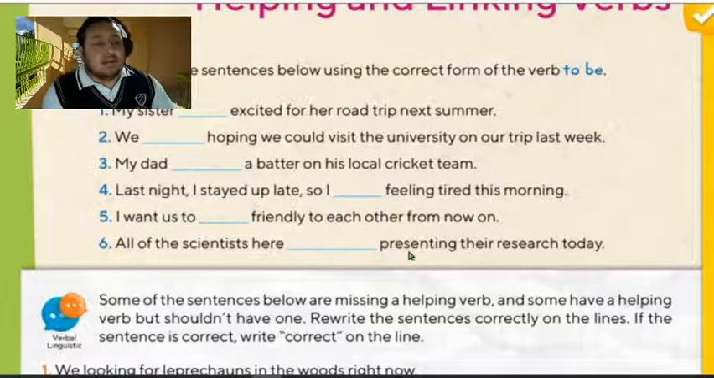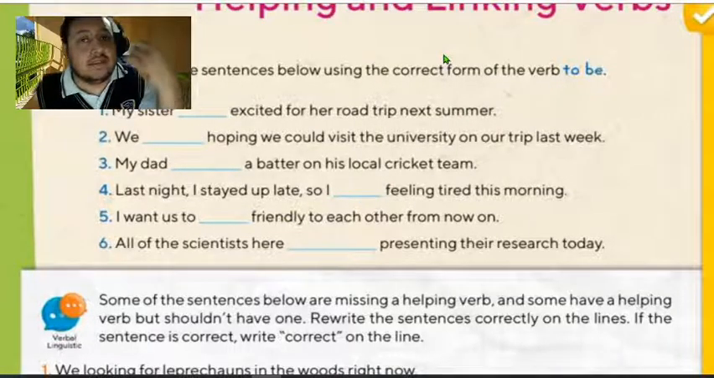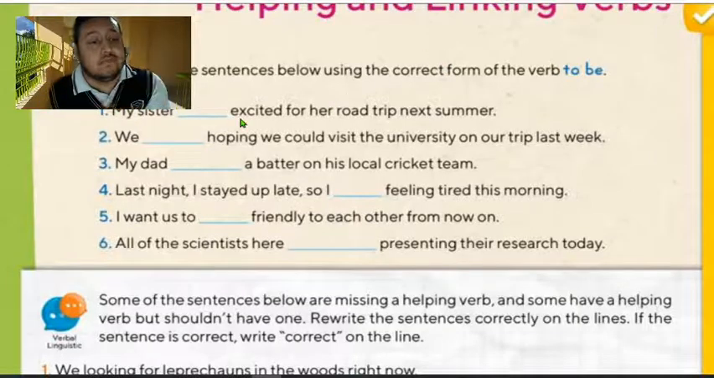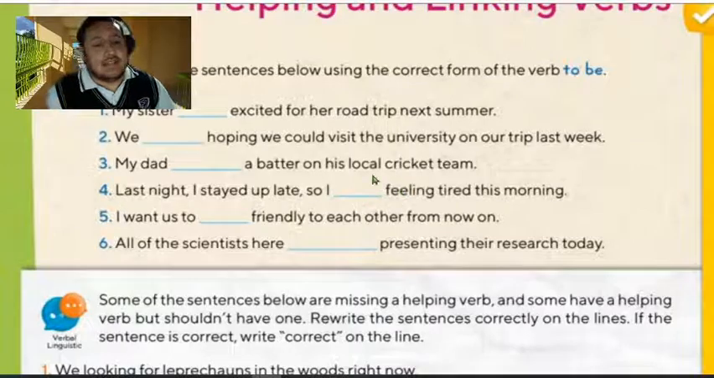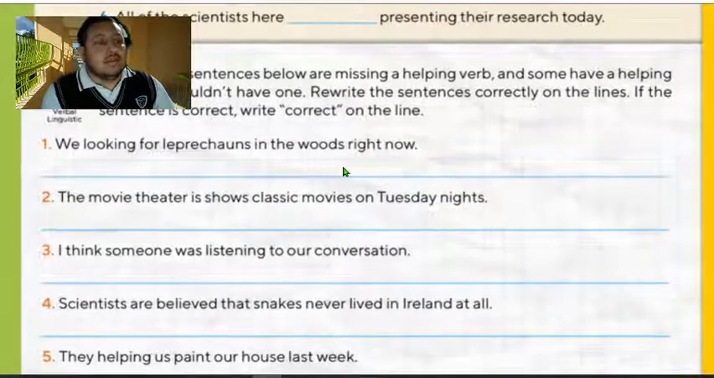Okay, so let's continue. Remember, it can be in the present or in the past. Puede ser en presente o en buen pasado, estas oraciones. Entonces pon atención. Si dice last night, last year, right? Yesterday, so last week. Entonces, pay attention to it.